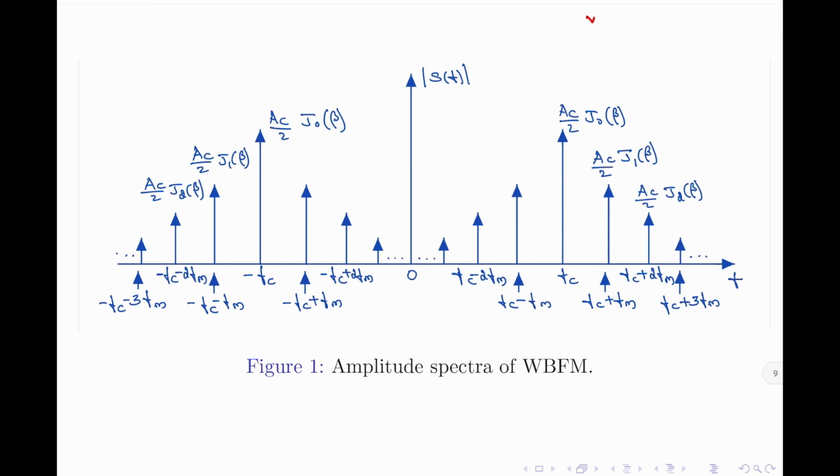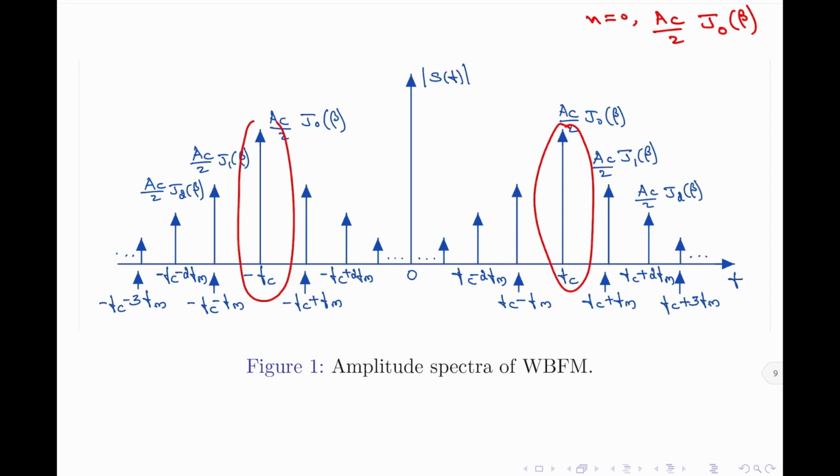Therefore, for n equal to 0, the amplitude of the impulse is AC divided by 2 multiplied by J0 of beta, which is shown in this particular part as well as at minus Fc. For n equals 1, the amplitude of the impulse is AC divided by 2 J1 of beta. However, you should note J1 of beta is less than J0 of beta.